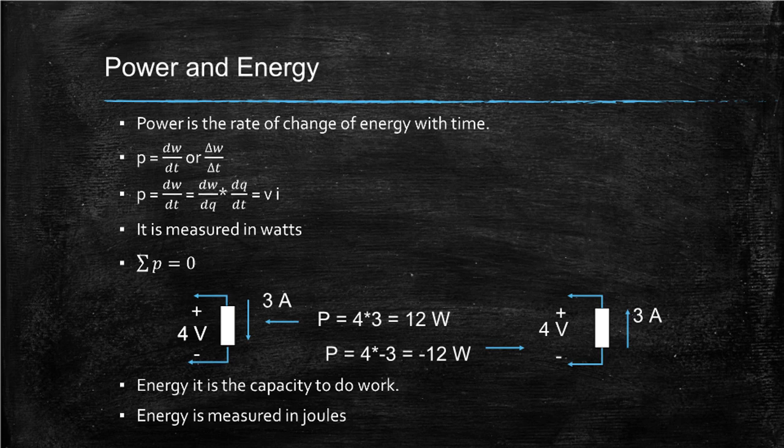The figure to the left shows that the element is absorbing 12 watts of power while the figure to the right shows the element supplying 12 watts of power. If you integrate the power equation, you will get energy. Energy is the capacity to do work and it is measured in joules.